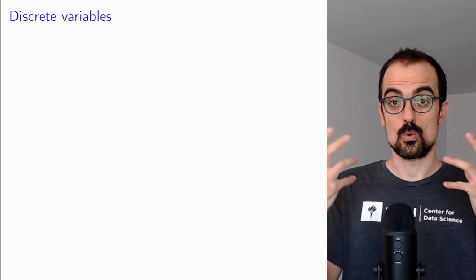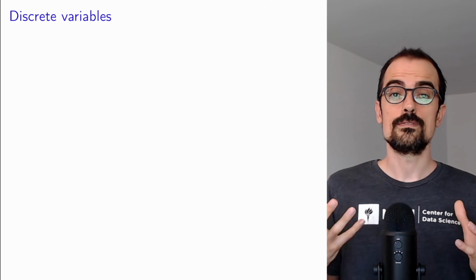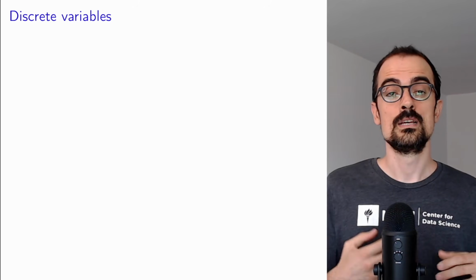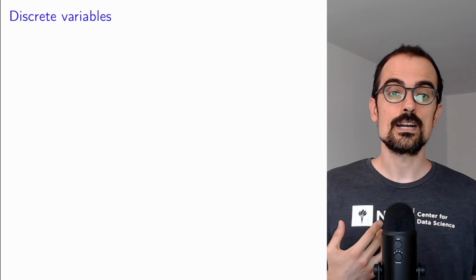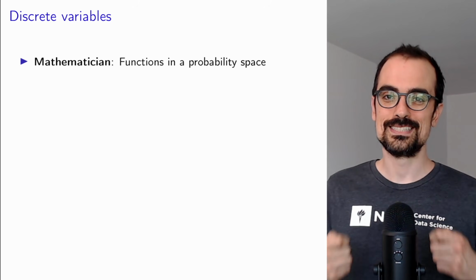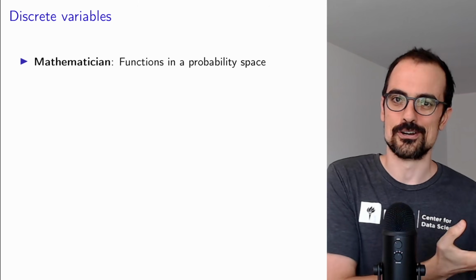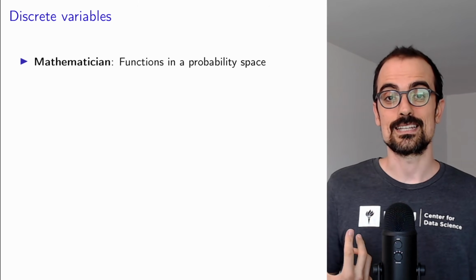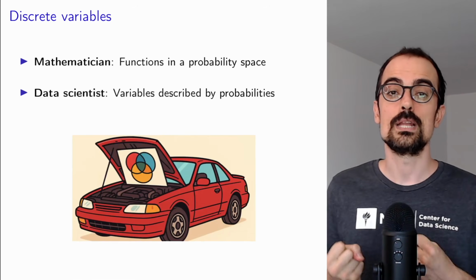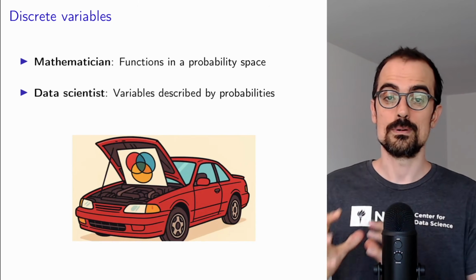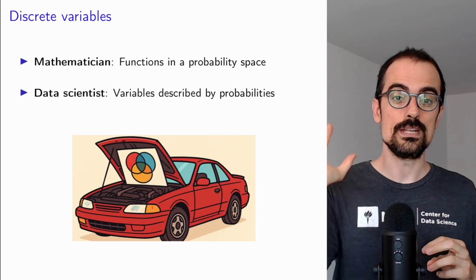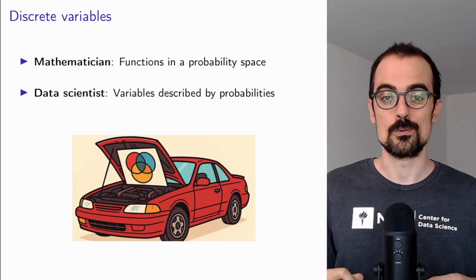When we are quantifying uncertainty, we often use random variables. Let's begin with discrete random variables. A mathematician will tell you that they are functions in a probability space, which sounds completely bananas unless you're a mathematician. In fact, as data scientists, we manipulate these variables with probabilities that we just predict from data and don't really worry about the underlying probability spaces.